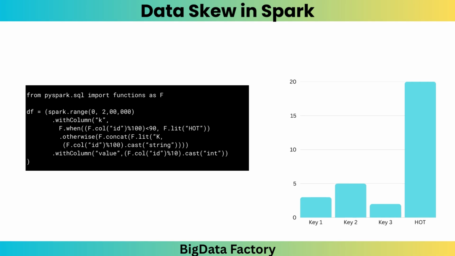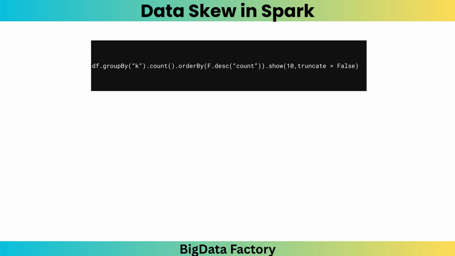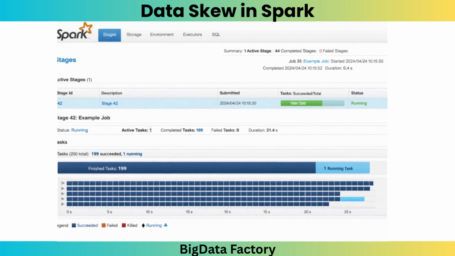First, a quick sanity check: key distribution. If one key dominates massively, we already have a prime suspect. This doesn't replace Spark UI, but it's a fast way to confirm you are not imagining things. And yes, if you see one key with 90% of rows, that key is not a feature, that key is a future incident ticket.